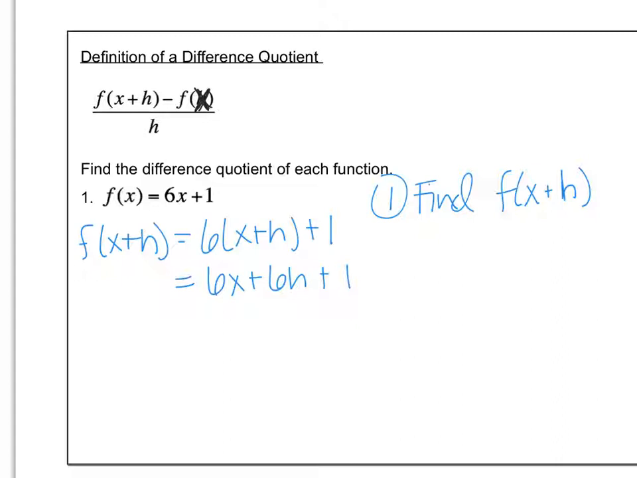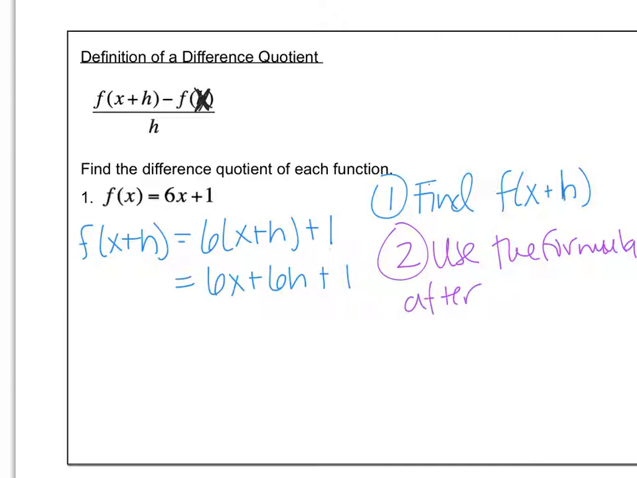What's just happening? I just plugged in x plus h into the function. You didn't even get the other part of it. Step 2. We're going to use the formula, but when you plug into the formula, after the minus sign, you need to put the function in parentheses. You need to use parentheses here. That's the place where you're going to mess up.